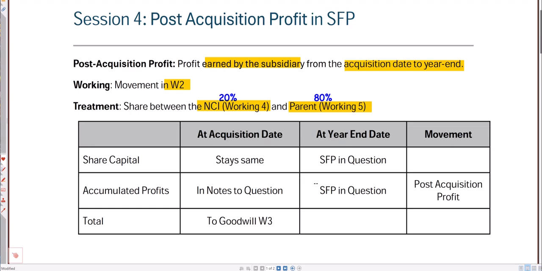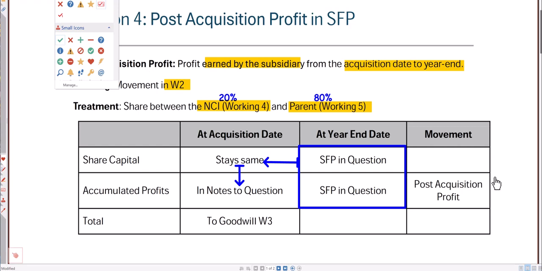Okay, so how do we work it out? Well, we do our usual working 2. We start with the year-end share capital and accumulated profit. We then work our way, same as we did before. Share capital stays the same at the acquisition date. We usually get the acquisition date retained earnings or accumulated profits in the question, except this time we are going to get the movement. Okay, so the movement is the final column here, over here.